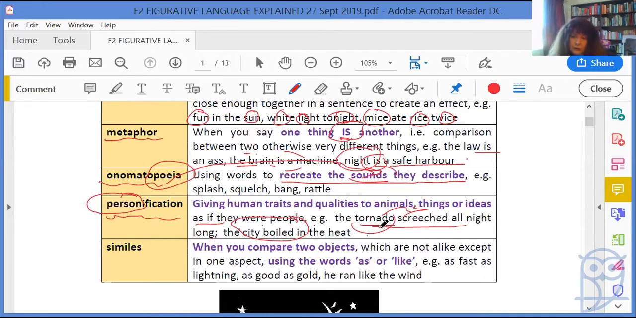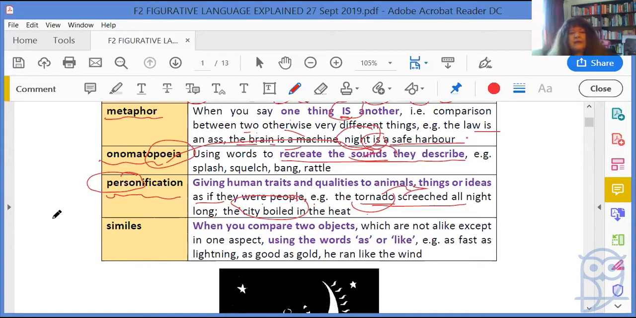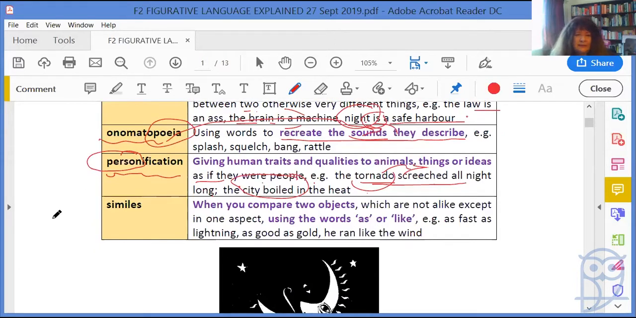A lot of poetry, songs, and writing have a lot of personification in them, particularly all the children's cartoons. There's always some creature that's got human-like qualities. An ant that can speak, a fish that can speak. No, not in real life. That's called personification. Okay? And the last one we're looking at today is similes.